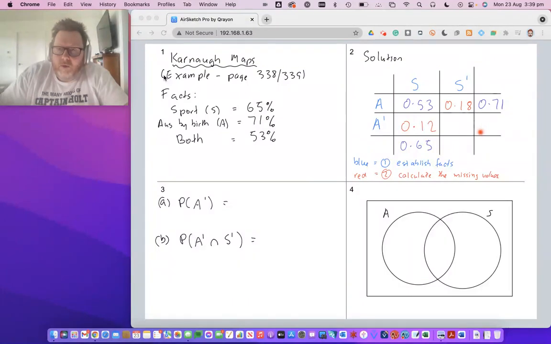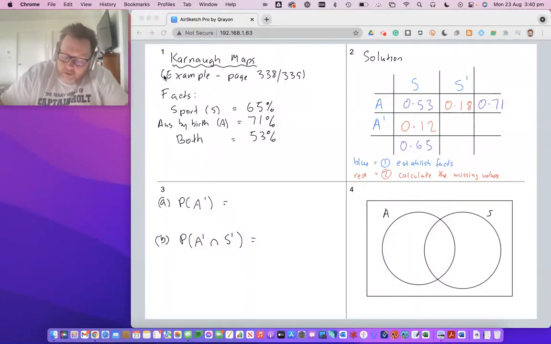So I can't fill out any more, right? Because I can only fill out if I've got 1 gap. So what could I possibly do? Well, there is one more piece of information that I can fill in, even though it's not from a calculation like these 2 red are, and it's not from the facts that I'm given here. So again, have a bit of a pause and think, what value could I also fill in from this Karnaugh map?